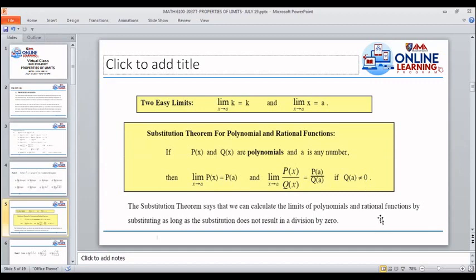So here, the substitution theorem says that we can calculate the limits of polynomial and rational functions by substituting, as long as the substitution does not result in division by 0. So that is like what we did in the algebra method. Okay?